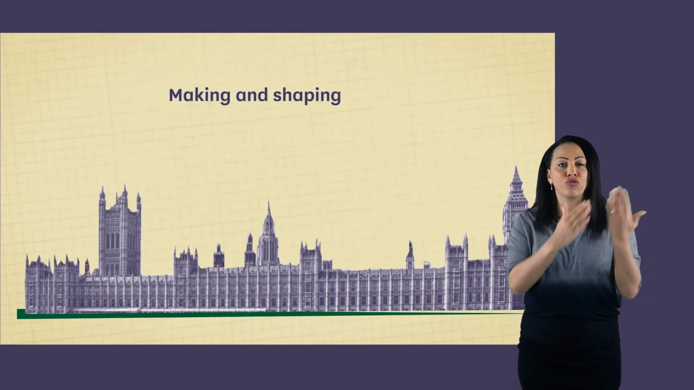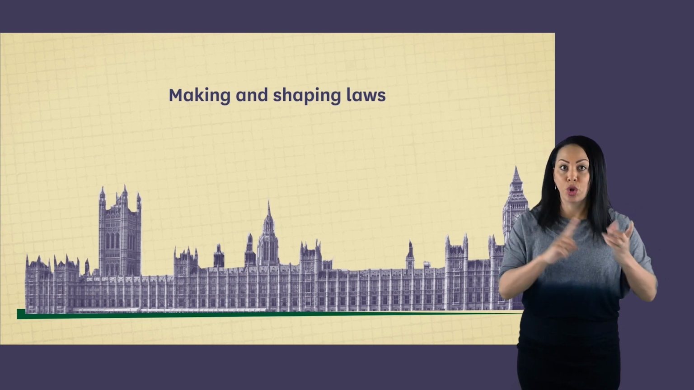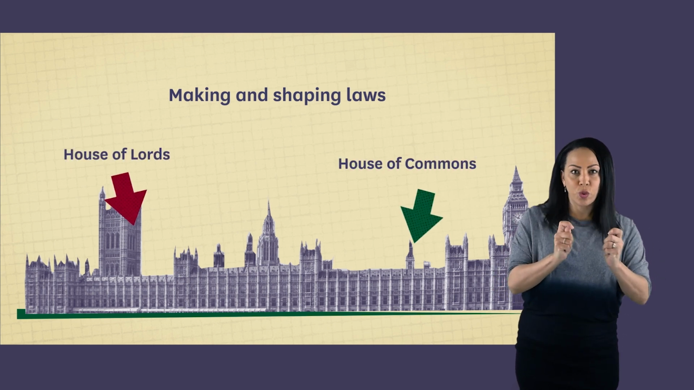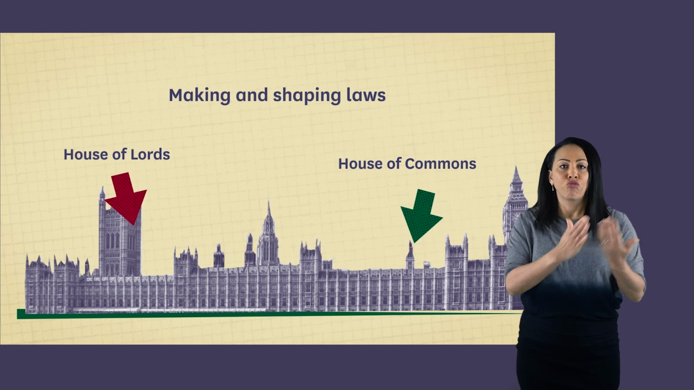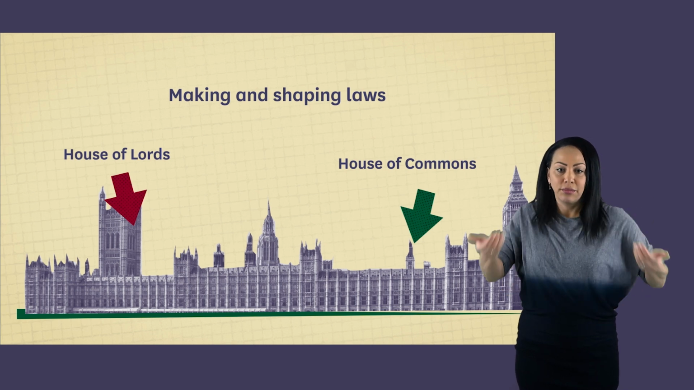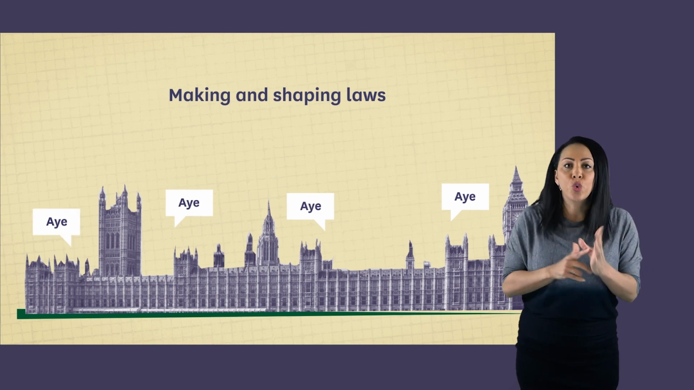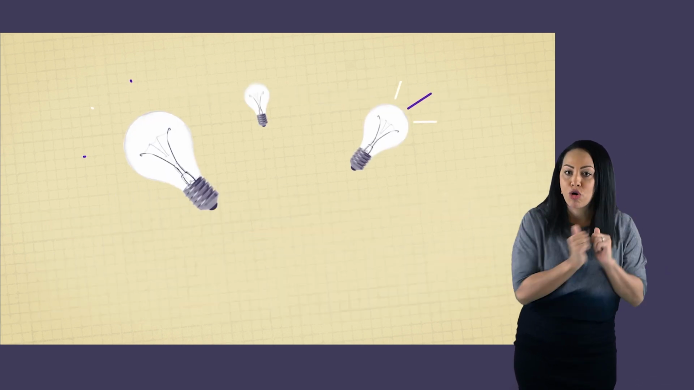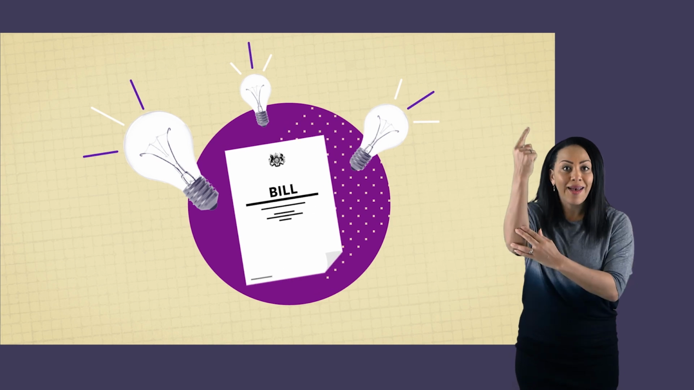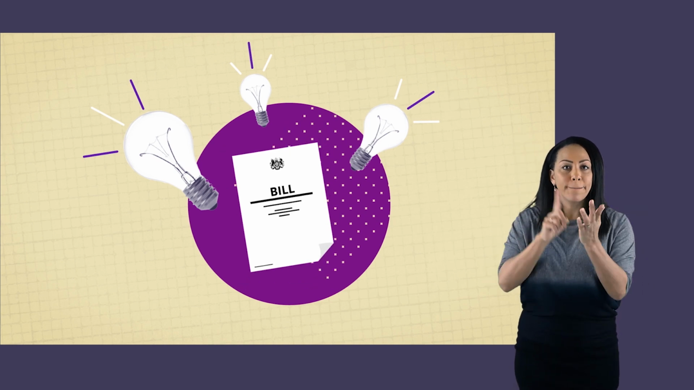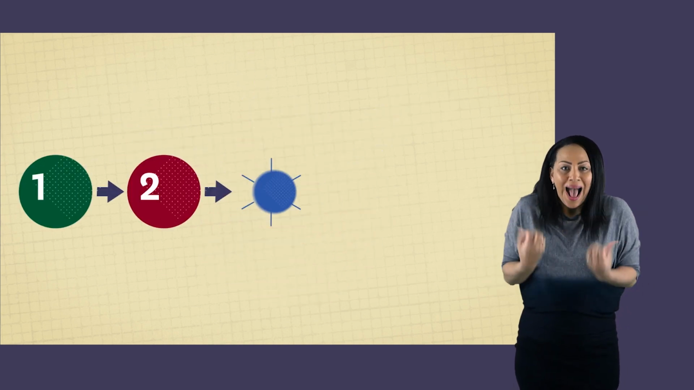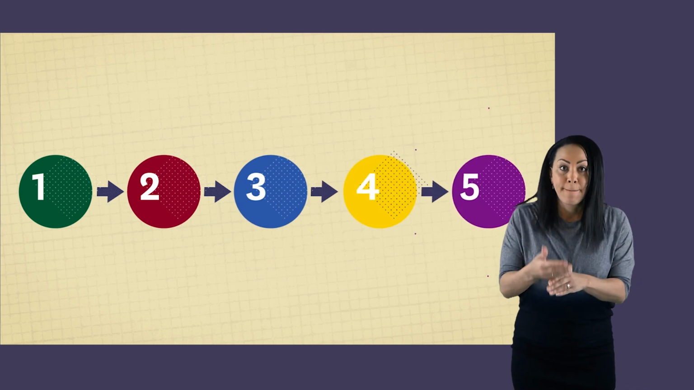A key responsibility of UK Parliament is making and shaping laws. The House of Commons and the House of Lords share this responsibility. The government cannot make new laws or raise new taxes without Parliament's agreement. An idea for a new law is called a bill, and each bill presented to Parliament must go through different steps before it becomes a law.